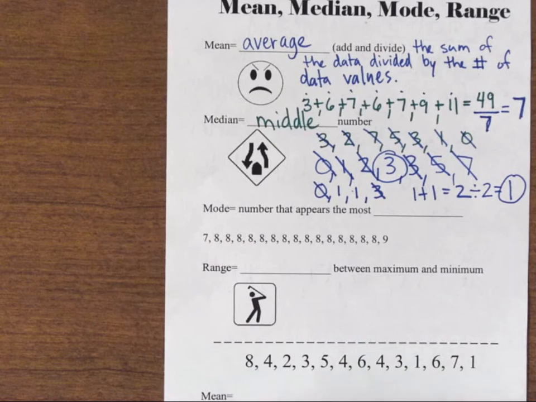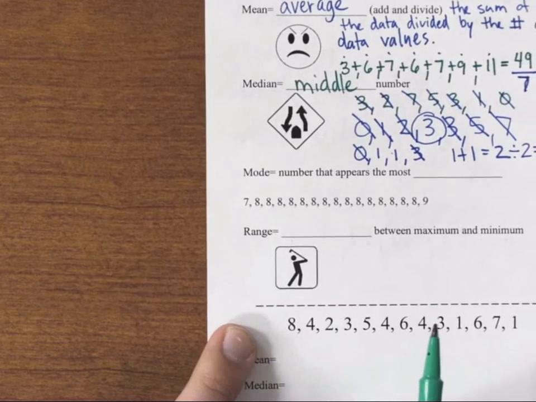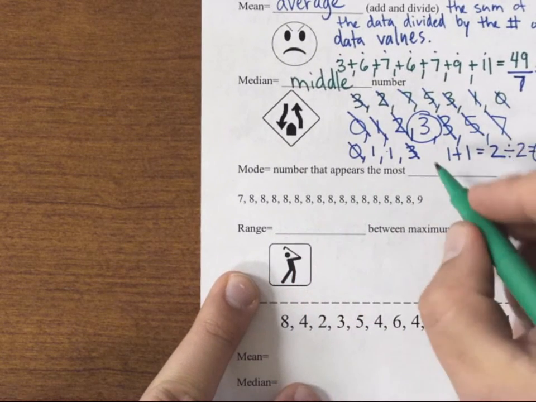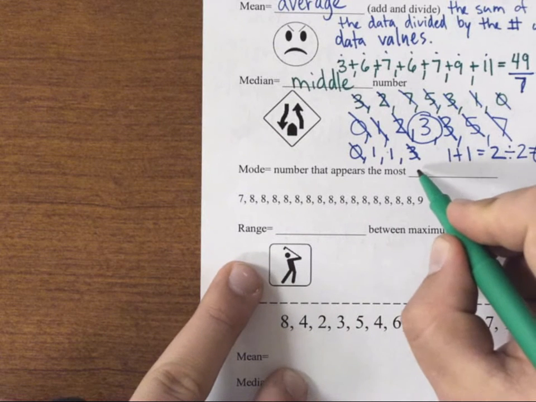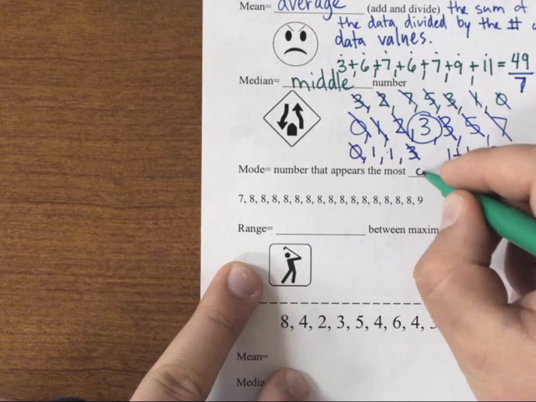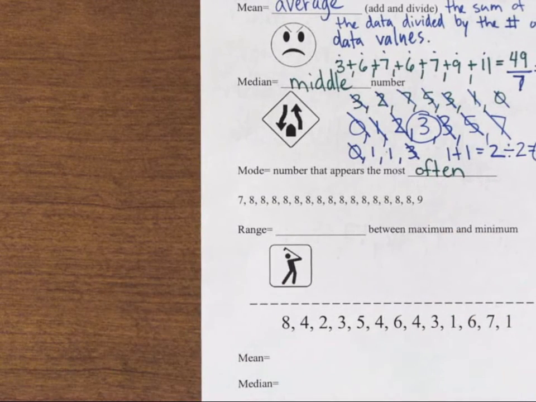Okay, the mode is the most one. Okay, so our third and final measure of center is the mode, the number that appears the most. Let's see, what would they want us to put in that blank? The number that appears the most often. Okay, the number that appears the most often.